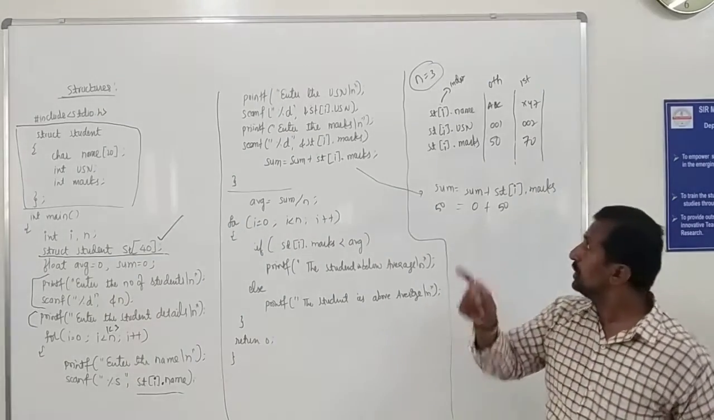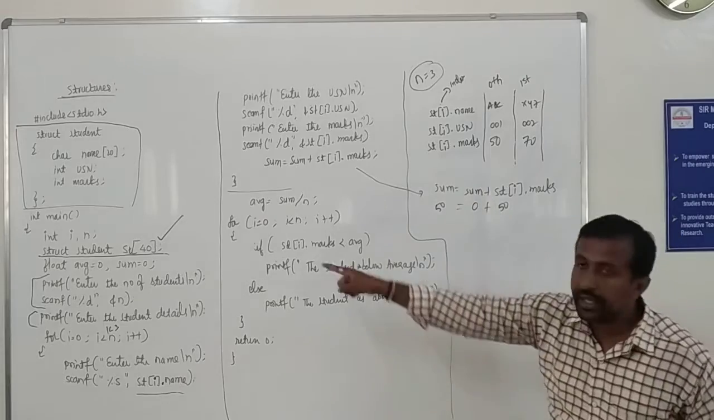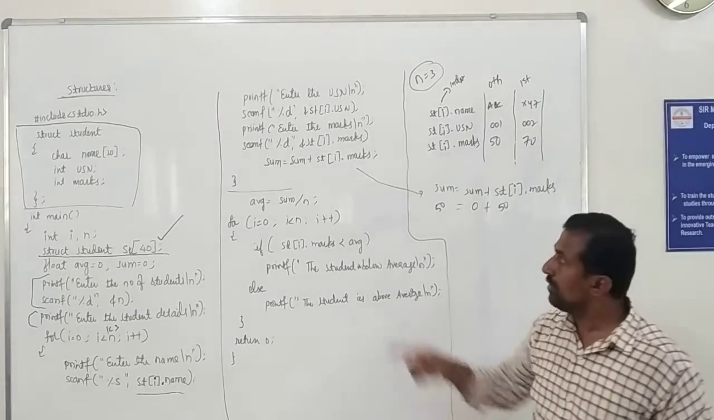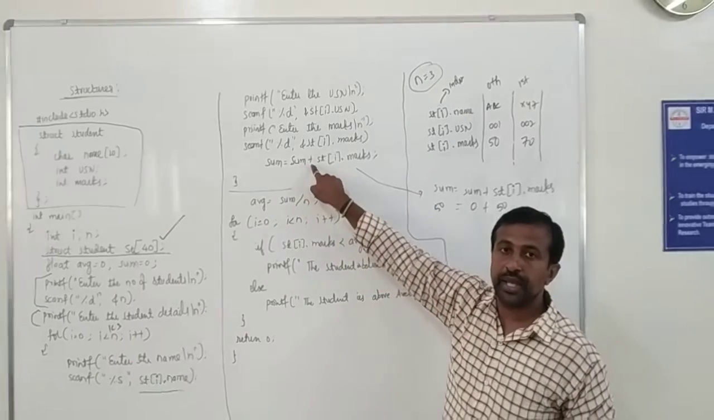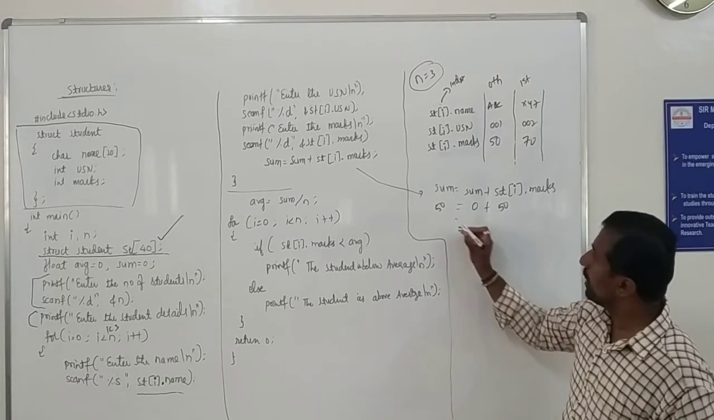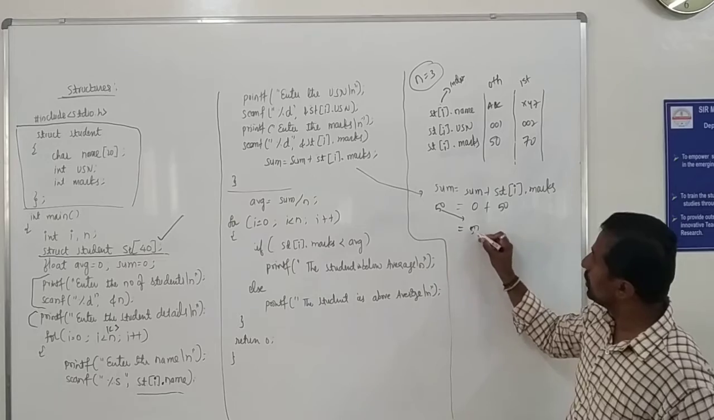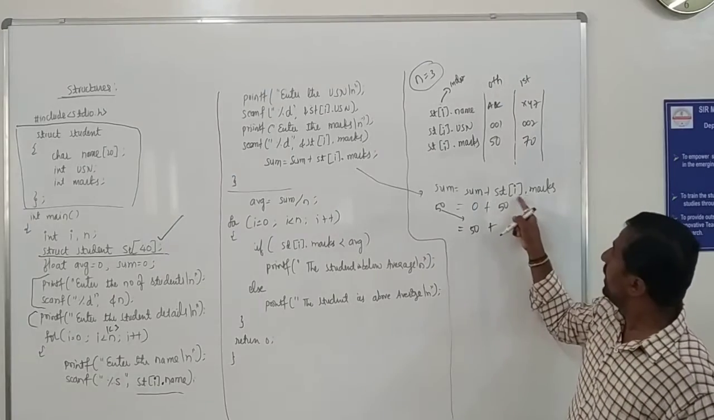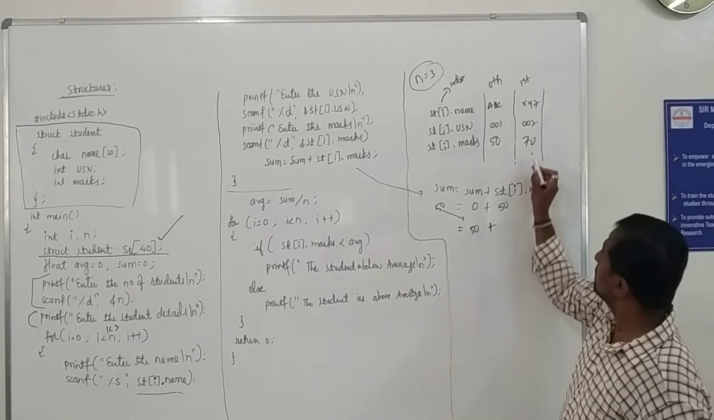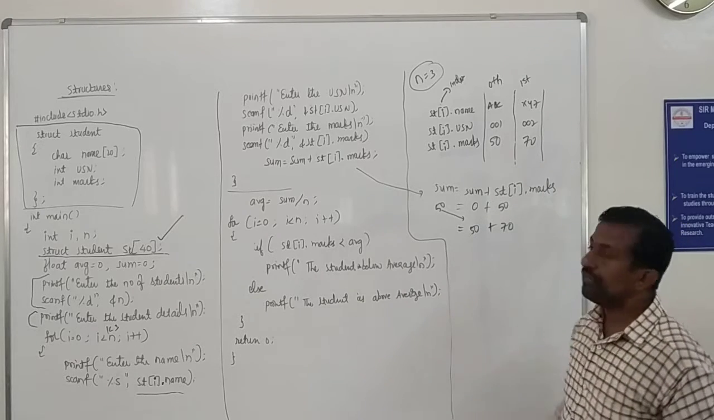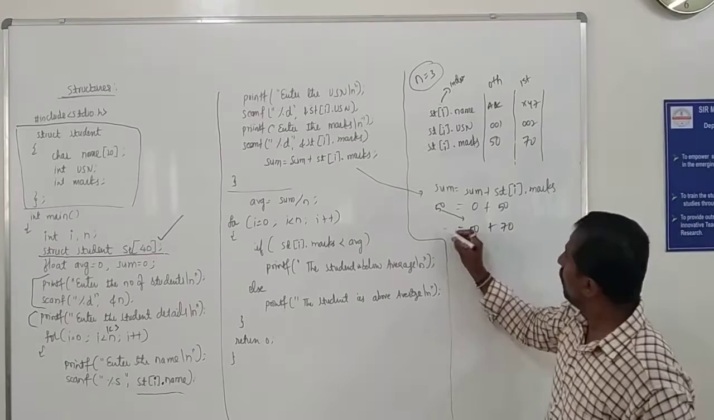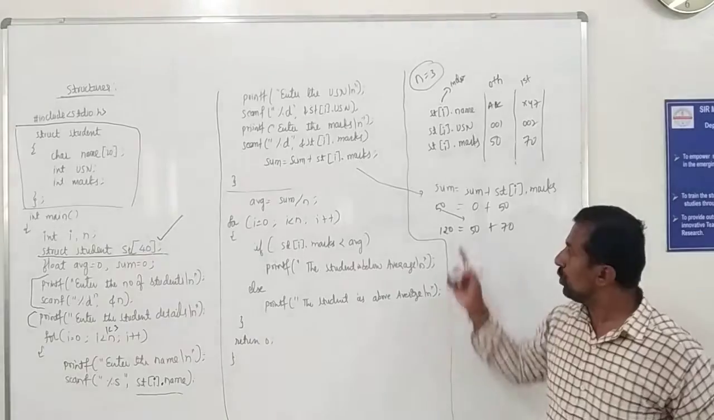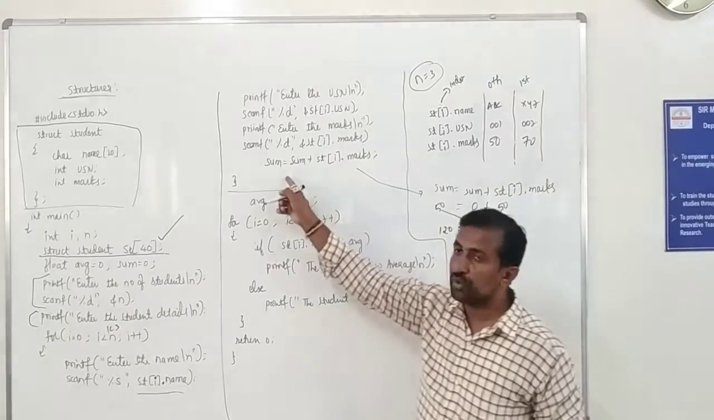Got it? Then incrementing the for loop, I have entered the second student's details. After that I have to calculate the sum. Again this statement will be executed. Substitute here. Previous sum is how much? 50. Substitute in the place of sum: 50 plus student of i dot marks, meaning the second student's marks. How much? 70. 50 plus 70 is 120. 120 is stored in sum.